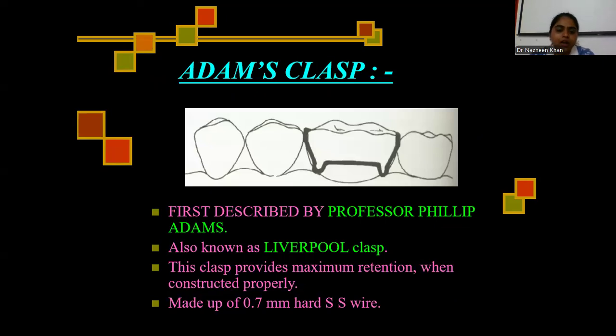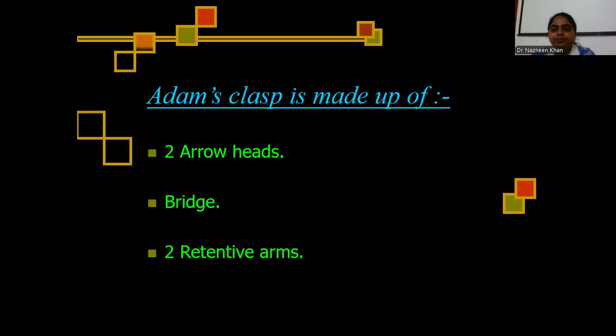Adams clasp, first described by Professor Philip Adams, is also known as the Liverpool clasp. These clasps provide maximum retention when constructed properly. It is made of 0.7 mm hard stainless steel wire. The Adams clasp is made up of two arrowheads, one bridge, and two retentive arms.